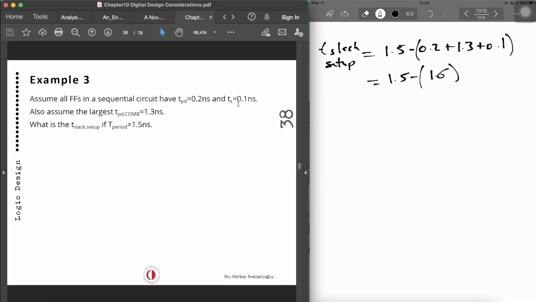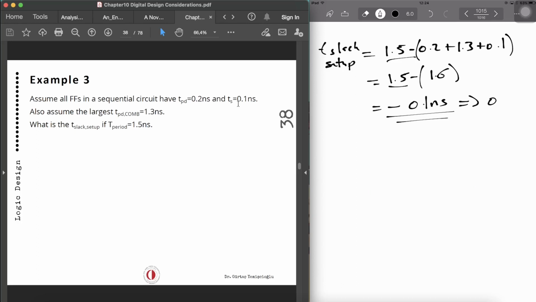Okay, now this is actually going to give us minus 0.1 nanosecond. Now this is a problem. When we get a negative slack, it's a problem. That means we don't have enough margin with this period. So we have to do something, okay? We have to do something so that we can cover this and this becomes 0. So we have enough time.